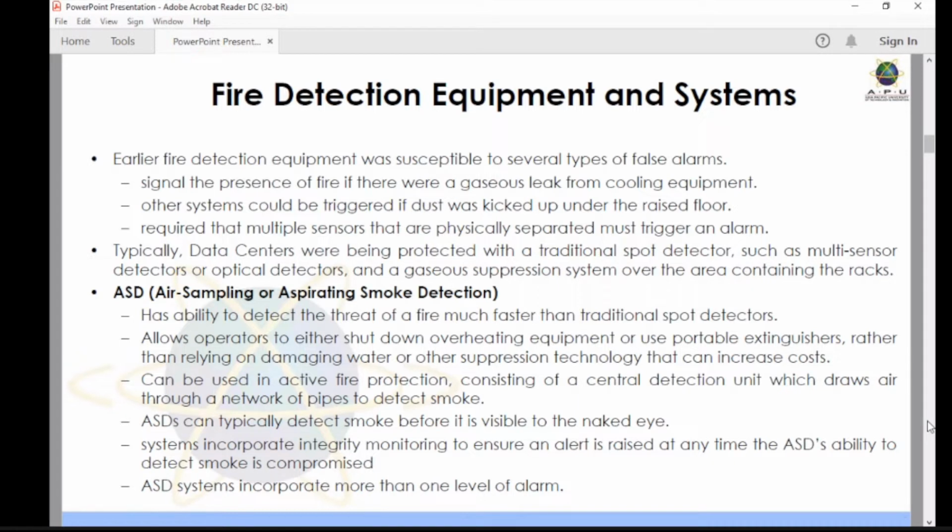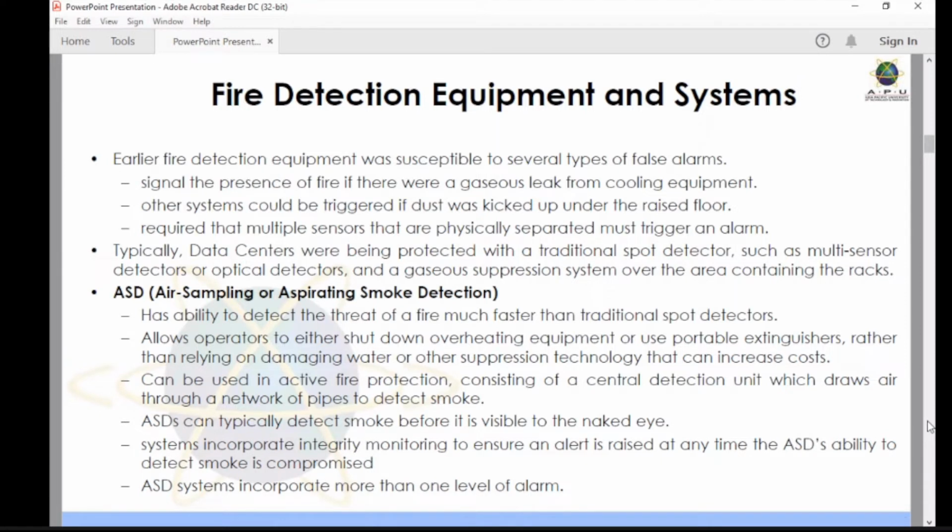अब continuously air sampling लिएको हुनाले, okay, then this has the ability to detect fire even before there is fire. It allows the operator to either shut down overheating equipment or use portable extinguishers rather than relying on damaging water or other suppression technology that can increase cost. Our water sprinkle system or use गर्नभन्दा पोर्टेबल एक्सटिङ्ग्विसरहरू कुनै ठाउँमा, ओके, ग्यासियस टाइपको युज गरेर अपरेटर्सहरूलाई चाहिँ फायर एक्सटिङ्ग्विस गर्न with least cost.